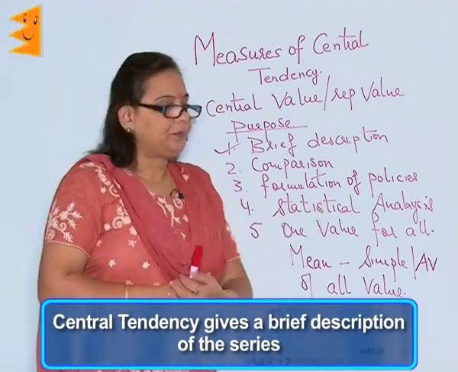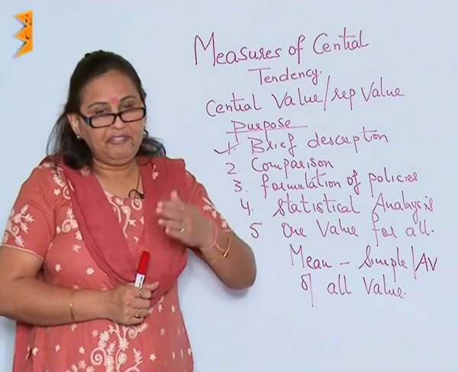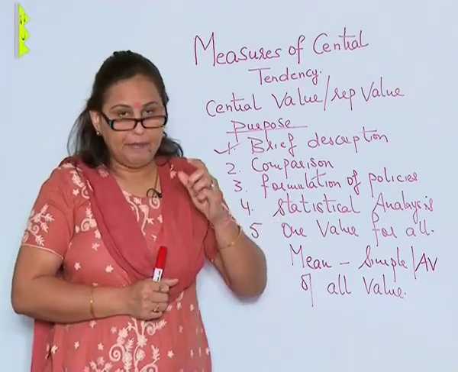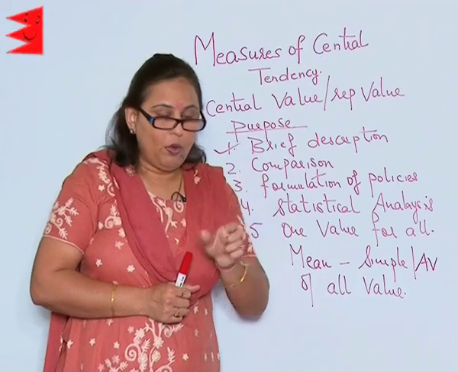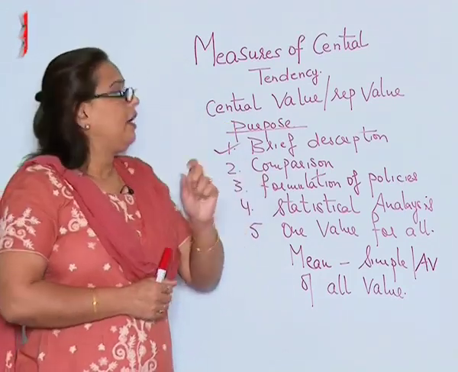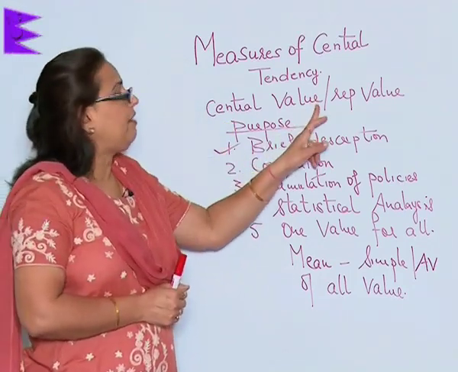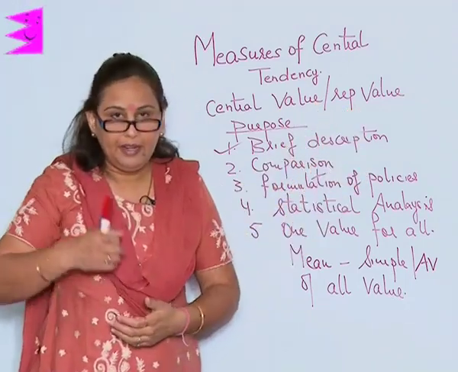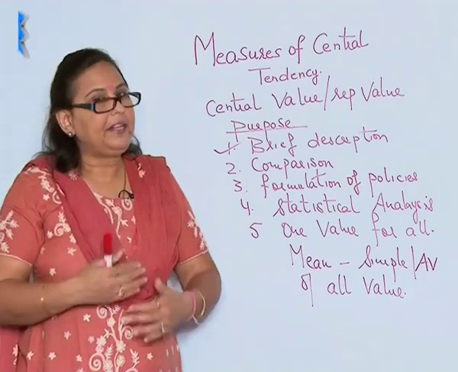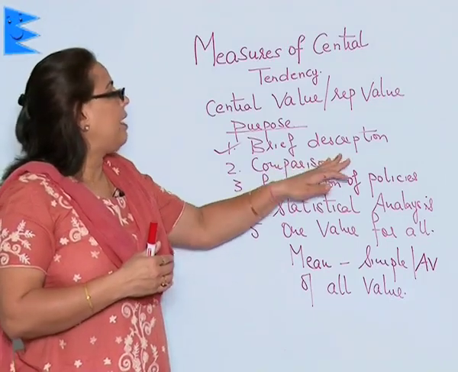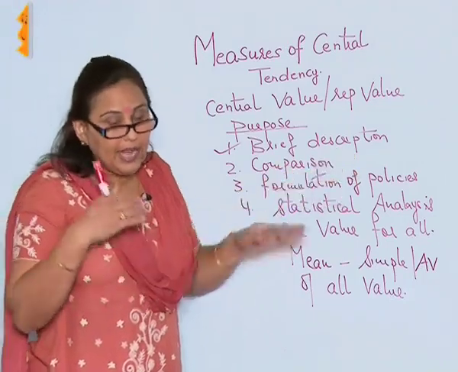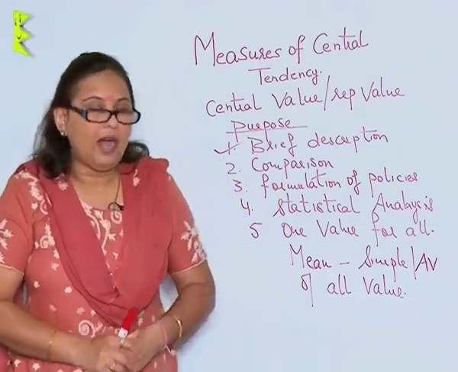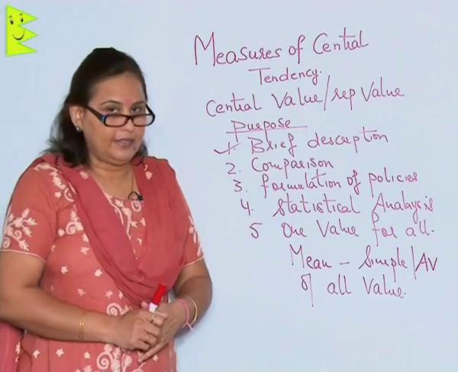For example, if there are 50 students in a class, it is very difficult to remember the marks of all the 50 students. But when we have the central value, the representative value, then we can easily guess what the marks of the students are, and thus it gives us a brief description of the marks of the students in a class.